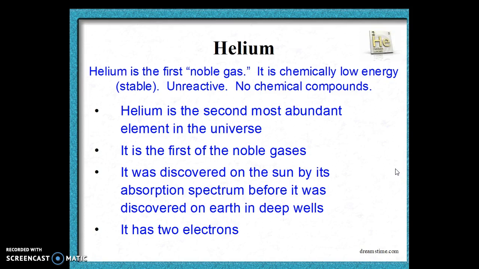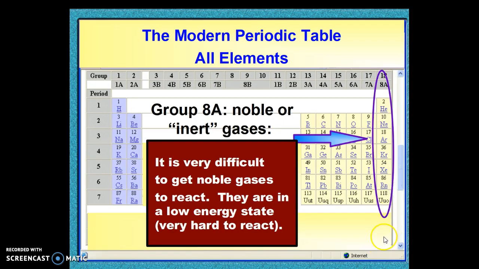Helium is the first noble gas, element number 2. It has a low energy and is chemically unreactive. We know of no chemical compounds that it forms. It was the first of the noble gases, and it was discovered by absorption spectrum in the sun. It is now mined in deep wells, natural gas wells typically. Helium has 2 electrons. We look at this group that helium is in, and we call them the noble gases. It is very difficult to get noble gases to react. They're in a low energy state.